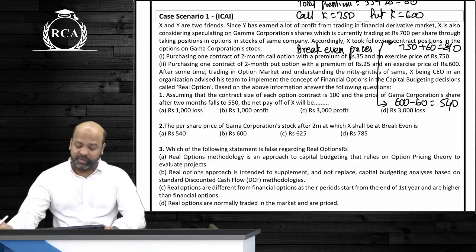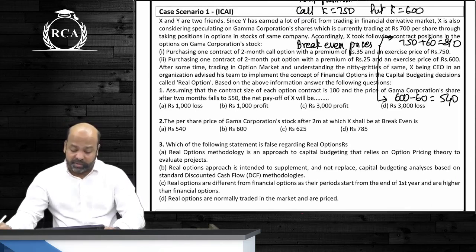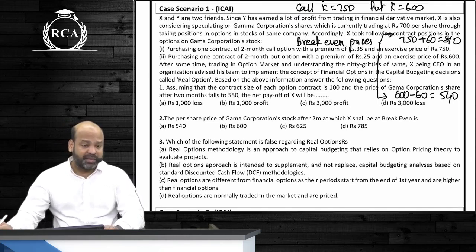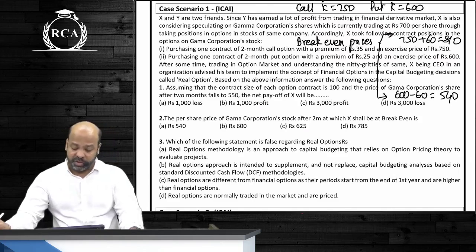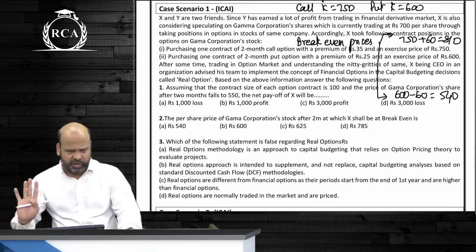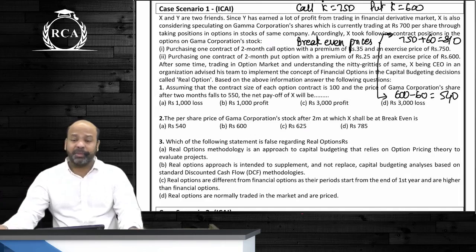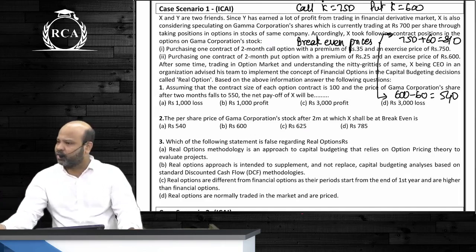Now the first bit, guys, says that the price after 2 months will be 550. If the price after 2 months is 550, which option will you exercise? Put option will be exercised. When you exercise the put option, how much benefit will you get on expiry? 50 rupees per share. But what is the premium that you paid? 60 rupees. What is your net loss? 10 rupees. Total loss? 1000. 10 rupees into 100 shares.